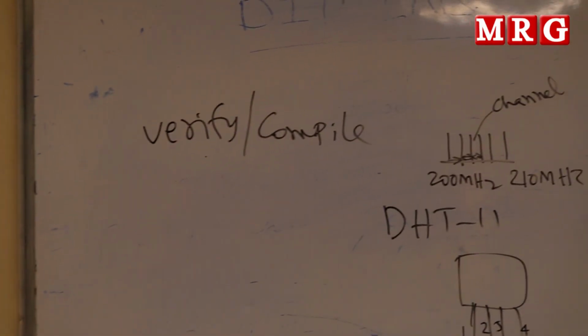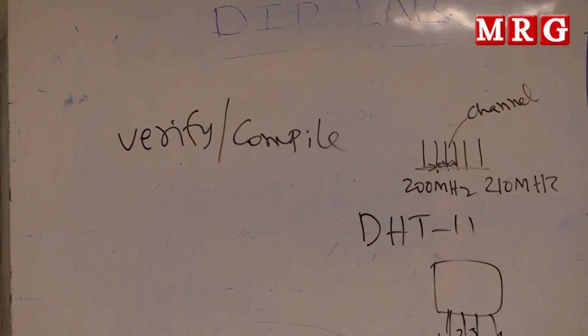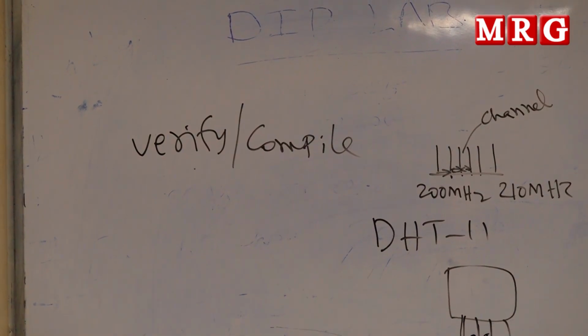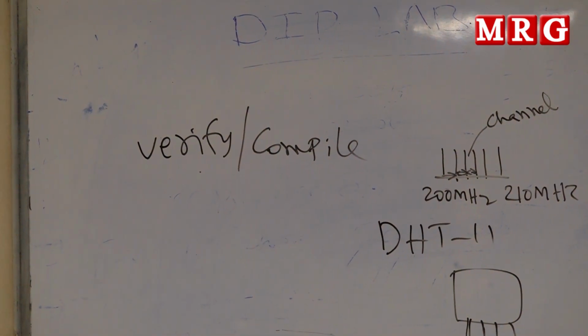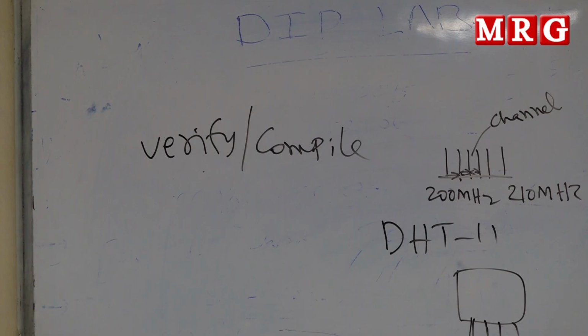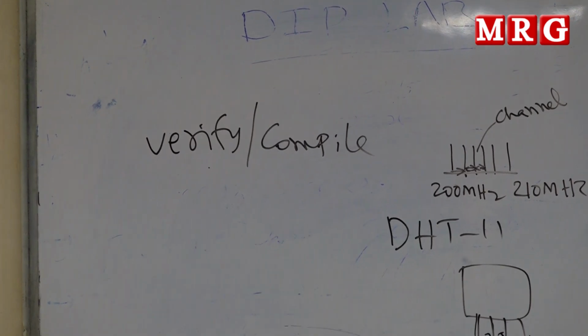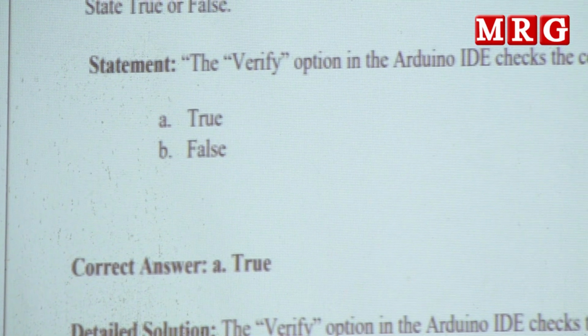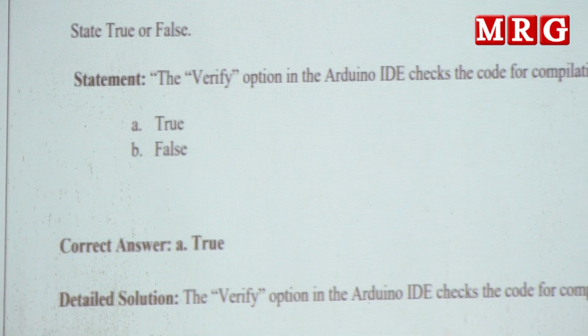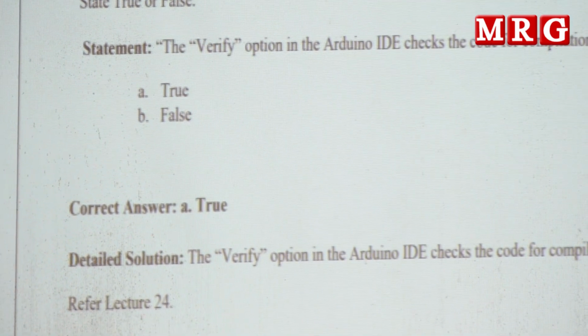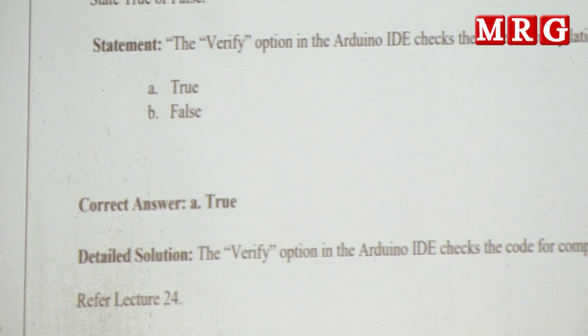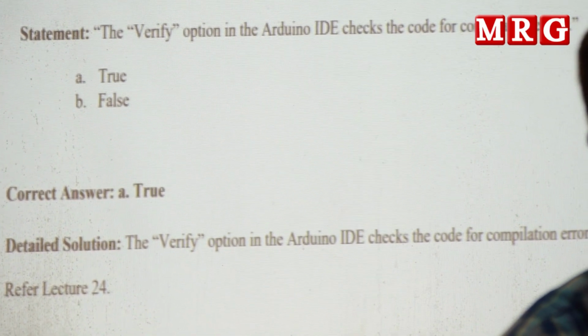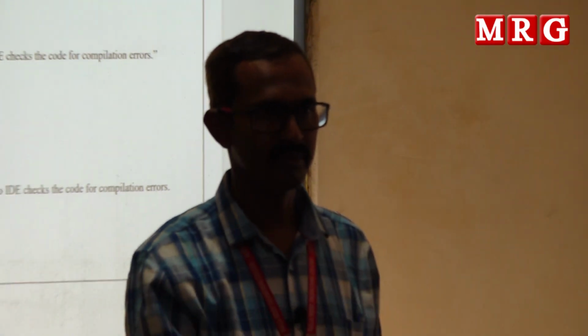So what is the answer? Boys, what is the answer? Look at the question. The verify option in the Arduino IDE checks the code for compilation errors. Is it not? When you click on that button, it is going to check for compilation errors and syntax errors, and it will give the description in the bottom window.